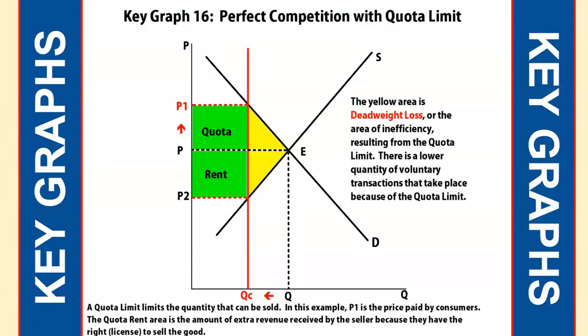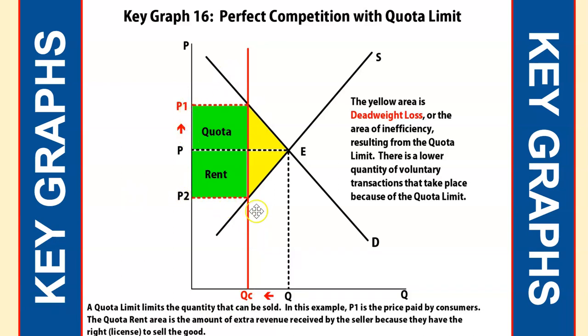And this leads to key graph 16, this idea of a quota limit imposed. And this quota limit is creating a wedge, or this quota rent box, that then is going to go to the owner of the license, the owner of the medallion. Now, the yellow box is actually deadweight loss. The idea here is this is the inefficiency that's created. So we were producing at quantity Q. Now we're producing at quantity QC with this quantity control, and we're producing less of it. We have fewer riders in these taxicabs. That is creating inefficiency in the market.